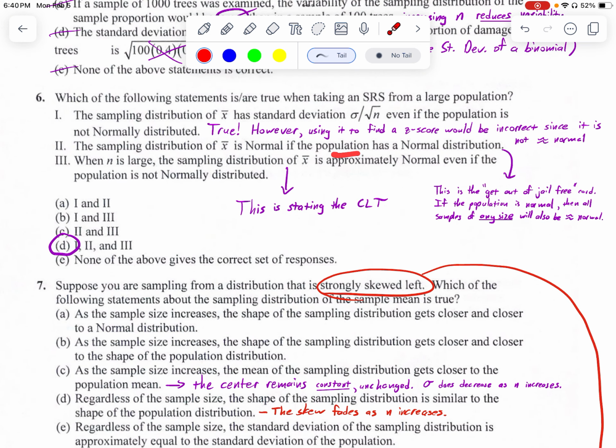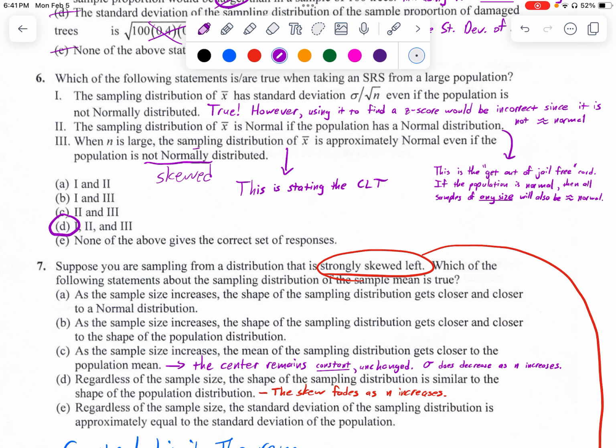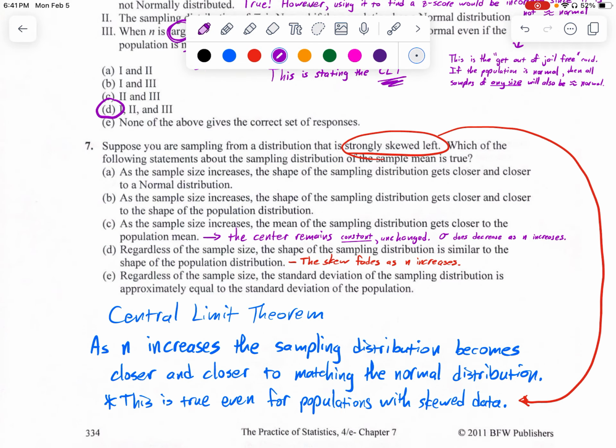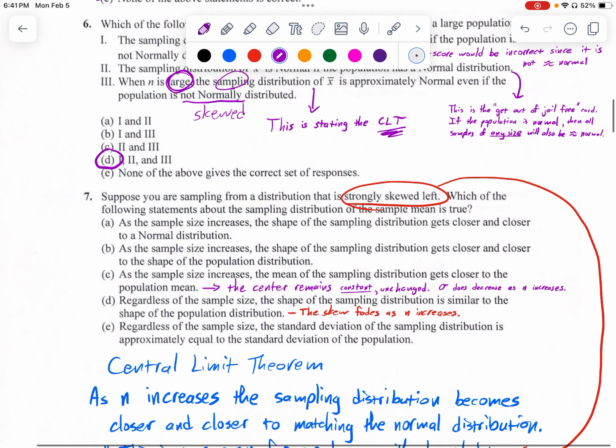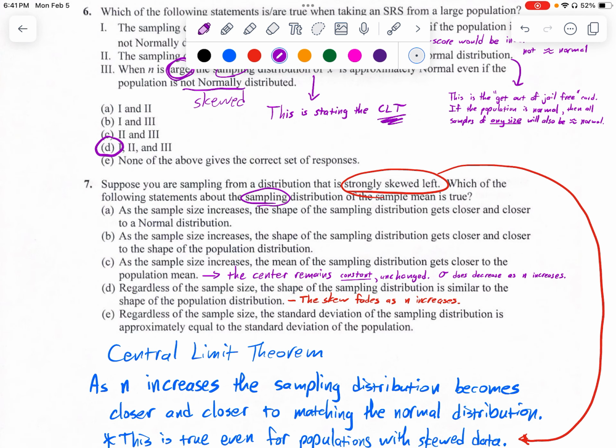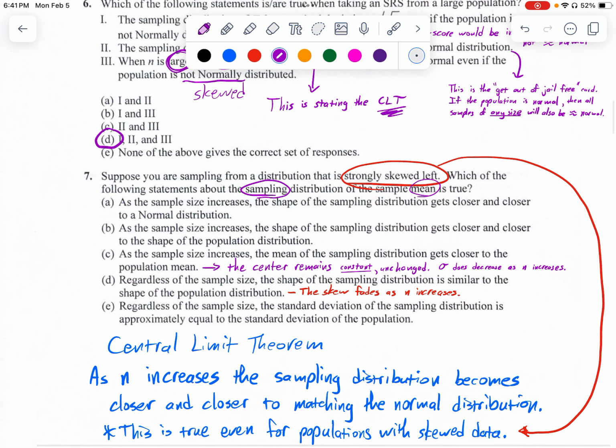When n is large, the sampling distribution of X bar is approximately normal, even if the population is not normal. And we've talked about this, right? Even if the population is skewed, in other words, not normal, for small sample sizes the sampling distribution would be skewed, but it says large samples, so we're good. This is the CLT. So they're all true. Number 7. Suppose you're sampling from a distribution that's strongly skewed left. Which of the following statements about the sampling distribution of the sample mean is true?